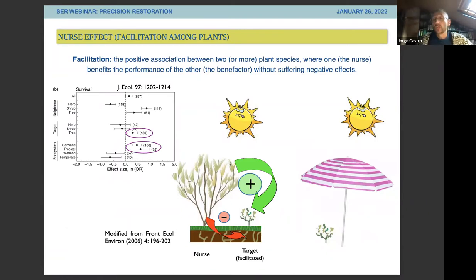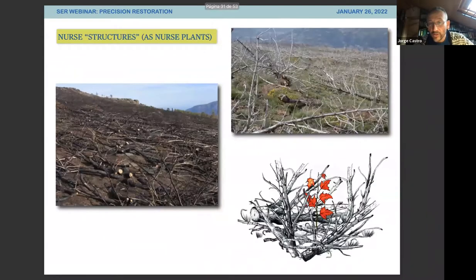So, in summary, what can branches, dead branches, burnt branches provide for us? Well, it's like an umbrella. If we go to this situation, this is dead material. So there is no resource competition at root level. This only provides benefit through the contribution of organic matter, through reduction of radiation, and so on. So why not use this for restoration?